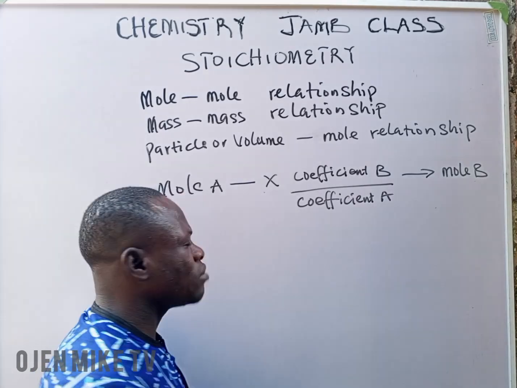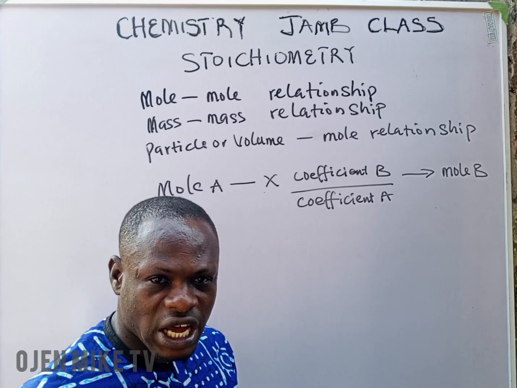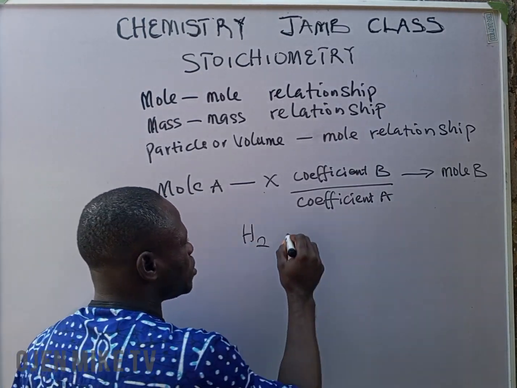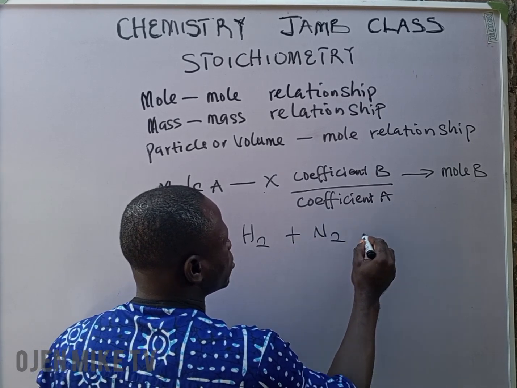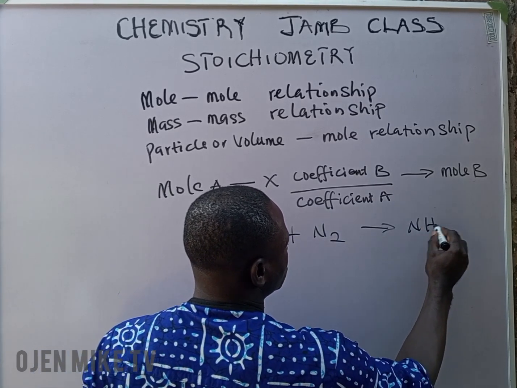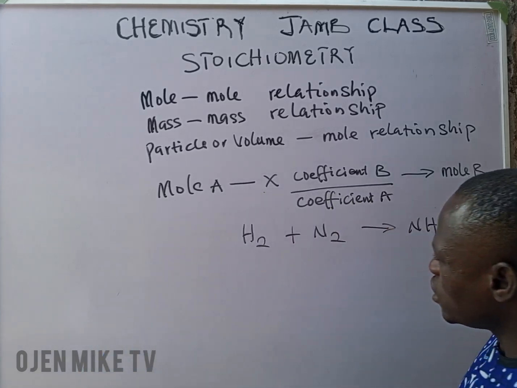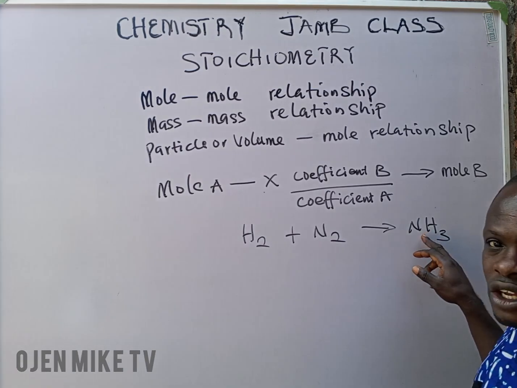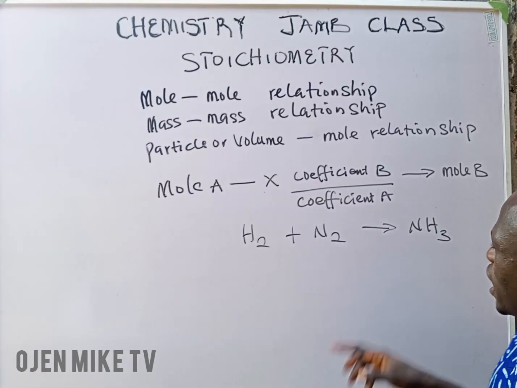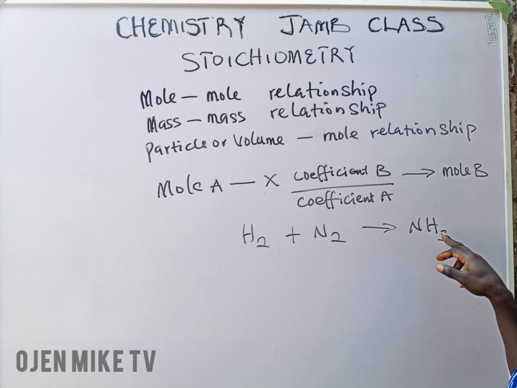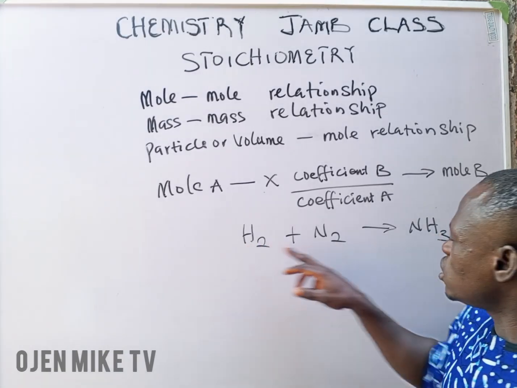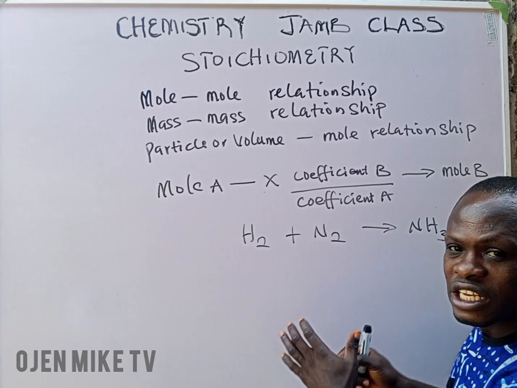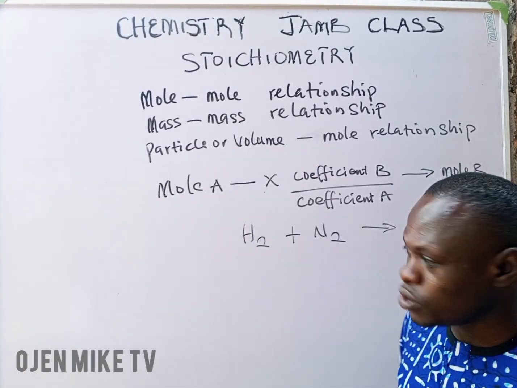For instance, I say that hydrogen gas reacts with nitrogen gas to produce ammonia. Are you following? Hydrogen gas reacts with nitrogen gas to produce ammonia. You already know that this equation is not balanced. Hydrogen here is 3, hydrogen there is 2. Nitrogen here is 2, nitrogen there is 1. Are you following?